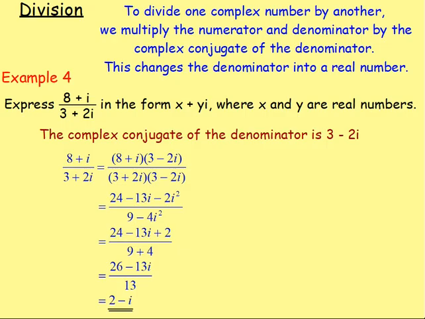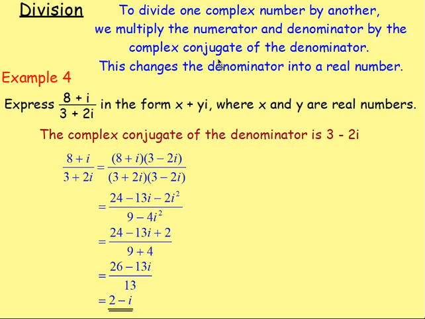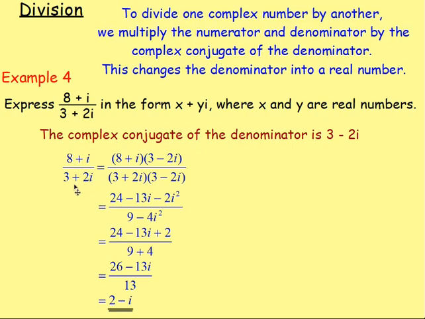The whole point in looking at complex conjugates is it allows us to divide complex numbers. So here, if we've got 8 plus i divided by 3 plus 2i, what you do is you multiply both the numerator and denominator by the complex conjugate of the denominator, as it says up here. So with this one, the complex conjugate of the denominator, swap the plus 2i with take away 2i, and it means you would multiply the numerator and denominator, at the top and the bottom, by 3 take away 2i.